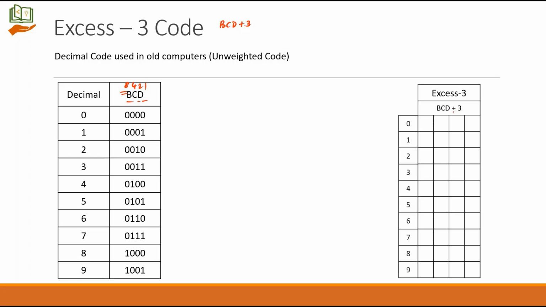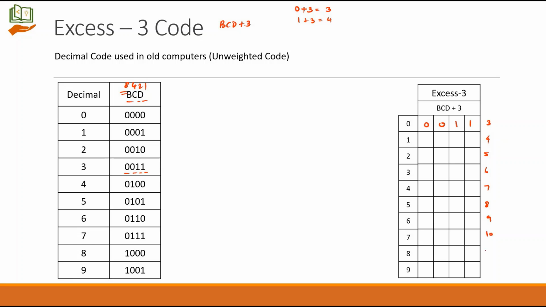Let's take 0 to 9. If it is 0, I have to move 3 digits later. So 0 plus 3 is equal to 3. What is 3 in binary? It is 0011. So this will be the first digit. What is 1? 1 plus 3 is equal to 4. So here we have to write 3, 4, 5, 6, 7, 8, 9.